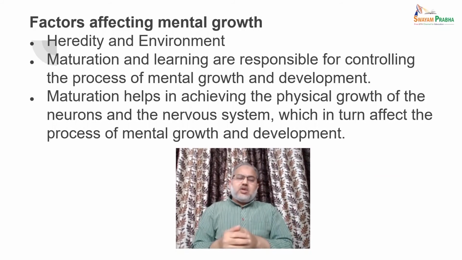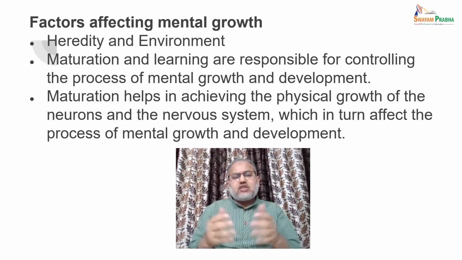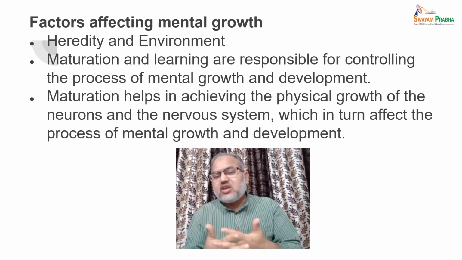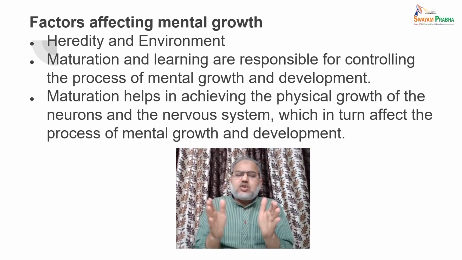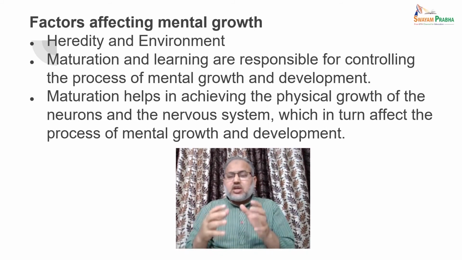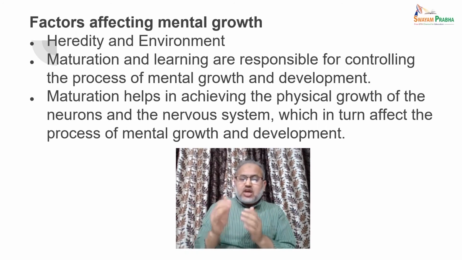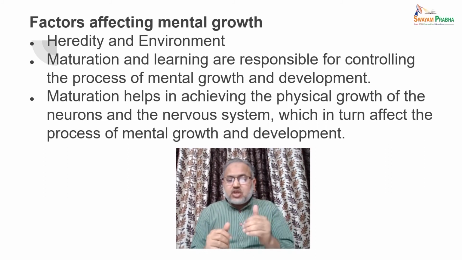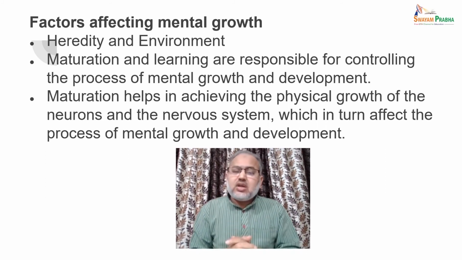Now, a very important thing is that we must understand what are the factors affecting mental growth and development. As we have discussed earlier, heredity and environment are the two most important factors which affect all growth and development. Maturation and learning are responsible for controlling the process of mental growth and development. Maturation helps in achieving the physical growth of the neurons and the nervous system, which in turn affects the process of mental growth and development of the learners.